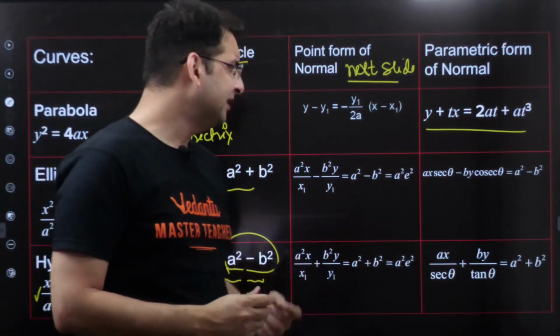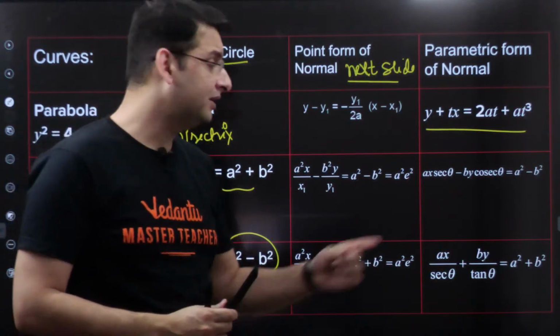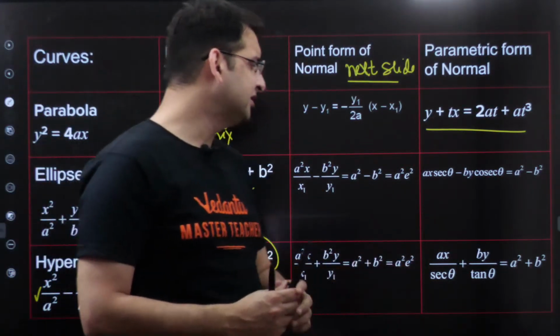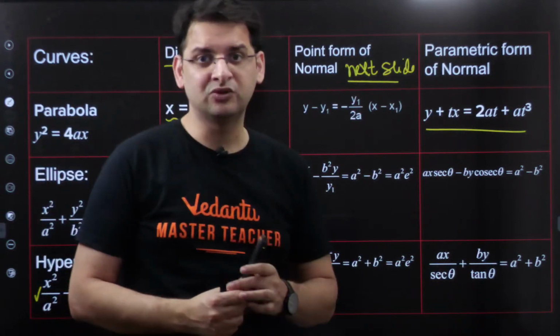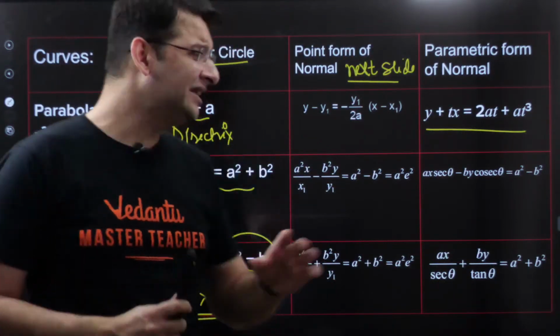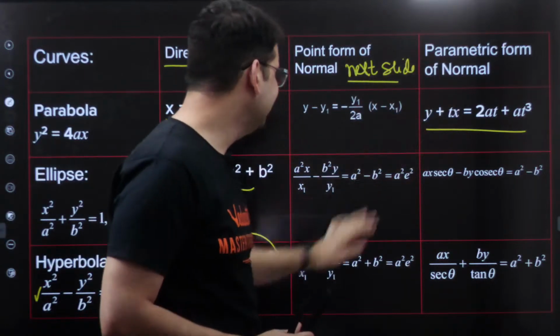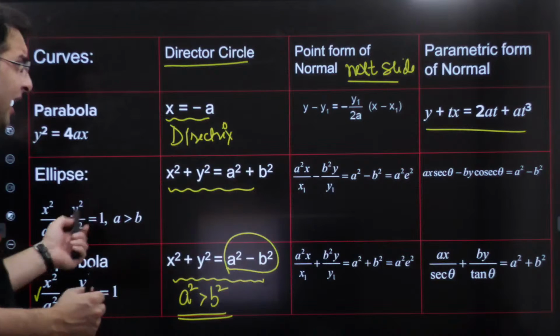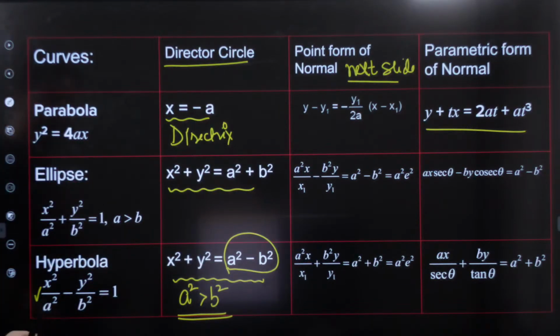a secant theta x minus b cosecant theta y is a square minus b square. This is the normal to the ellipse. And ax by secant theta plus by by tan theta is equal to a square plus b square, right? So again, we'll see how do we remember these two. This is very important, guys, and I'll tell you how I used to remember this. Before that, you can note this down, guys, and tell me, note it on the chat, everyone.